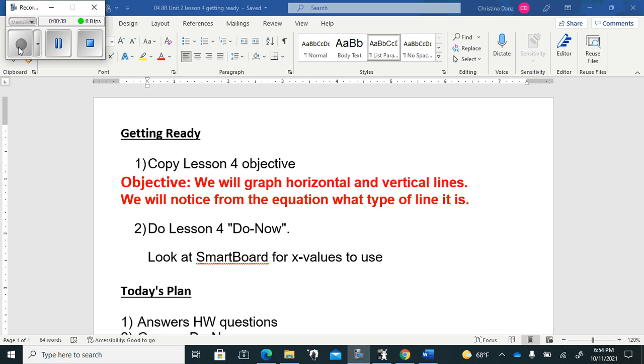So these are actually the easiest kinds of lines to graph, but for some reason students forget how to do it. So just keep in mind that it's actually pretty easy, very straightforward. Don't make it more difficult than what it is. So if you could just write down the objective on the lines provided for lesson 4, that we will be graphing horizontal and vertical lines, and we will notice from the equation what type of line it is.